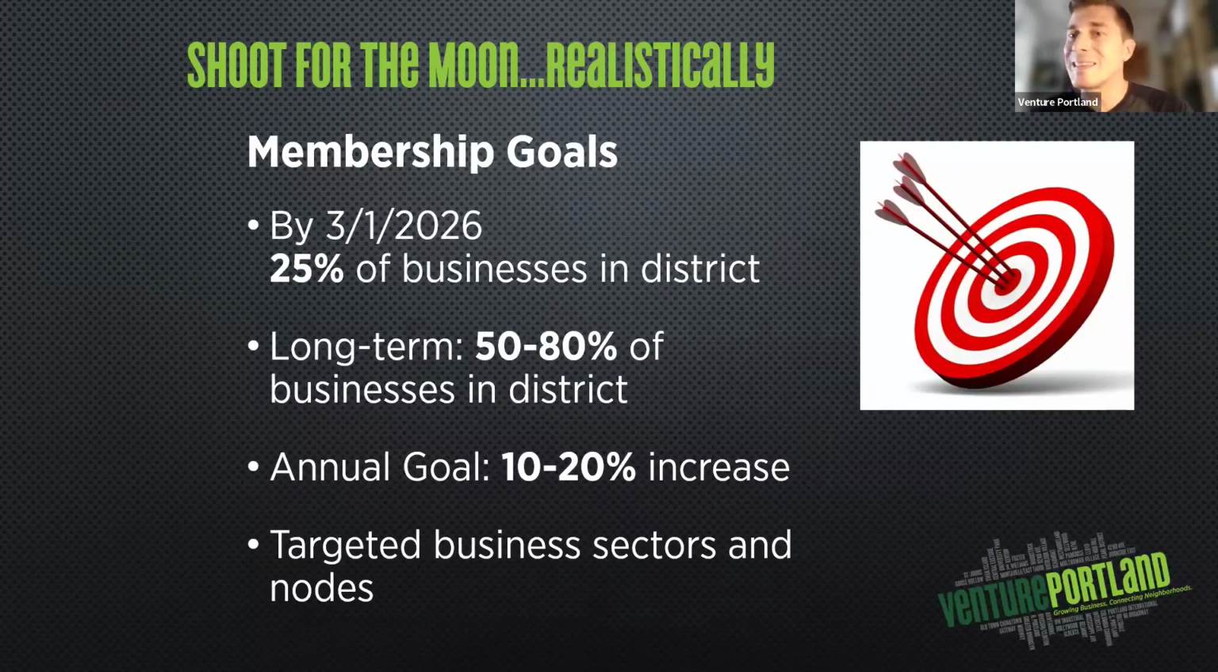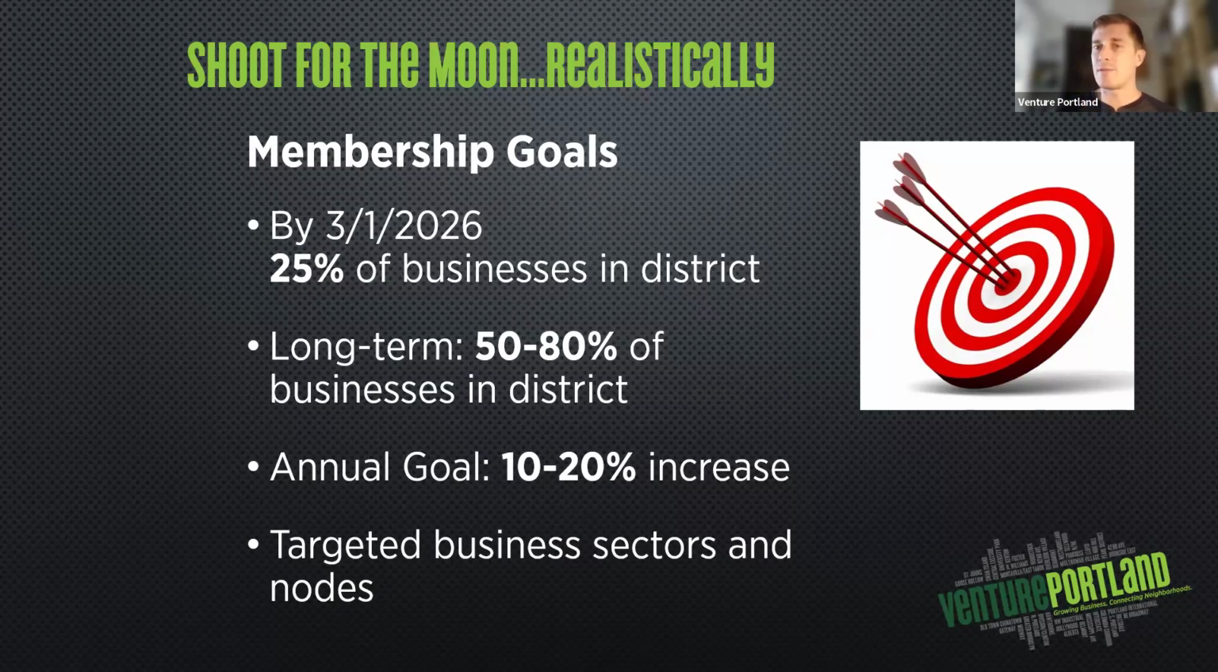So shoot for the moon. Realistically, your campaign should have a goal, right? And that could be to grow membership by 10, 15, 20% year over year, or to have a certain percentage of businesses in the district as members by a specific date.